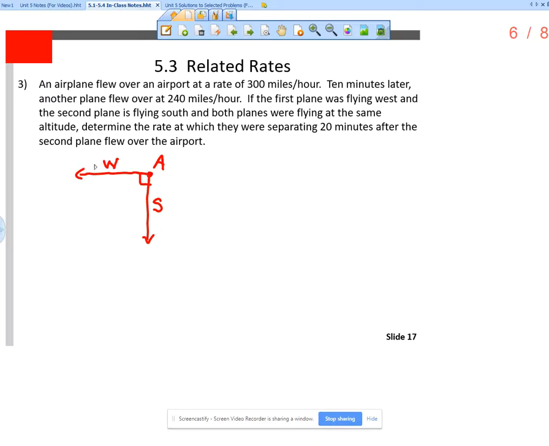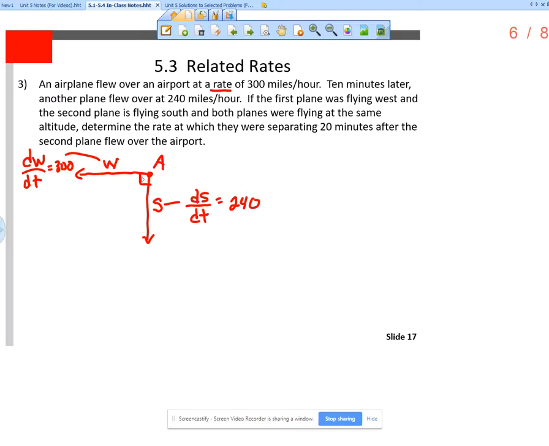Now, how fast is W changing? W is changing at dW/dt, which you are told is 300. It says an airplane flew over at a rate of 300 miles per hour, so that is the derivative of the distance. The same thing is true with S. That distance is changing by dS/dt, which you are told is 240 miles per hour.